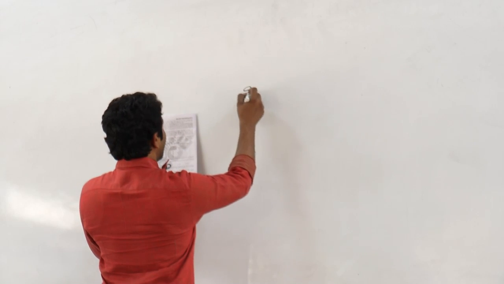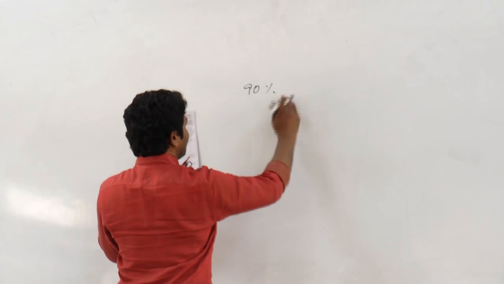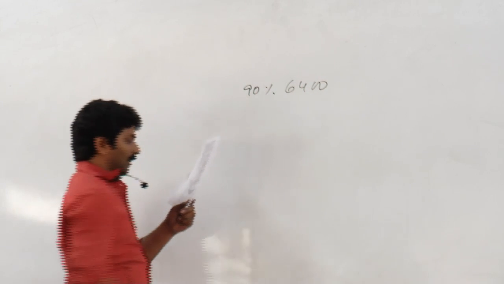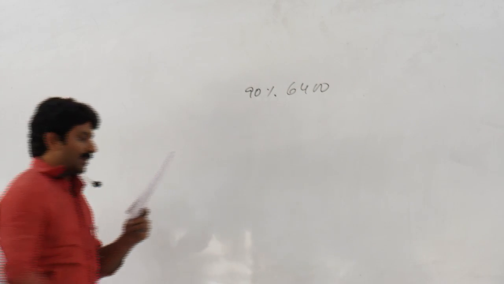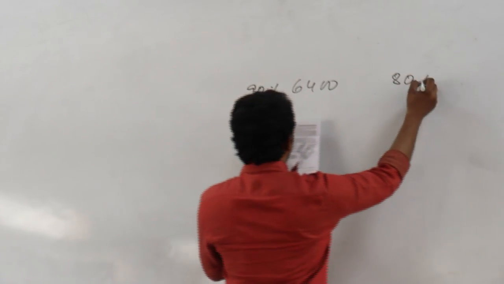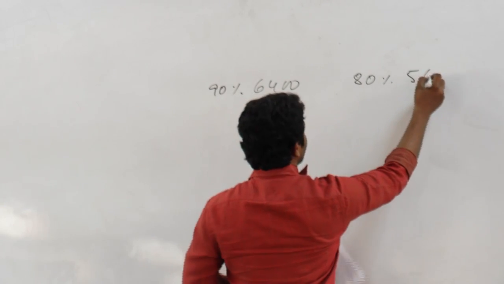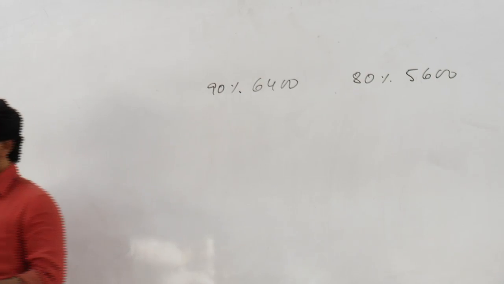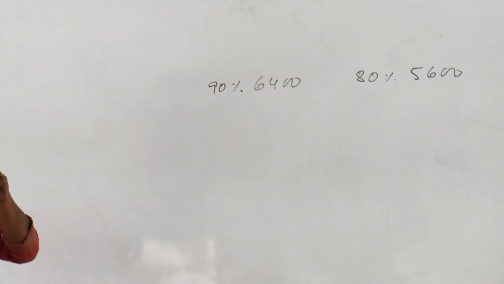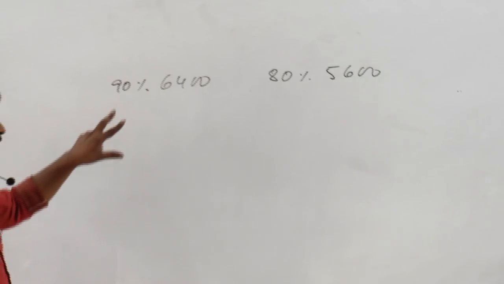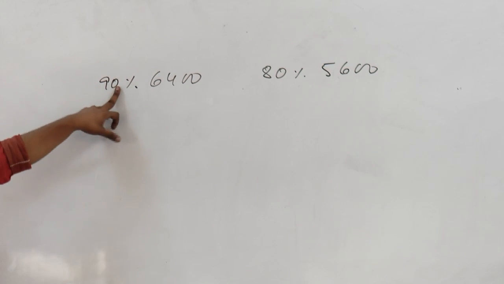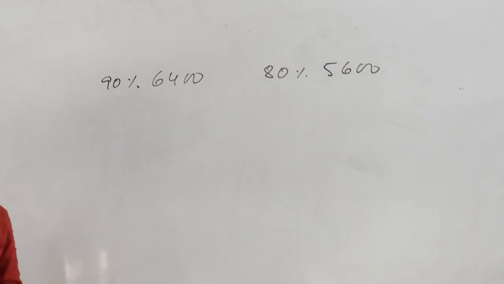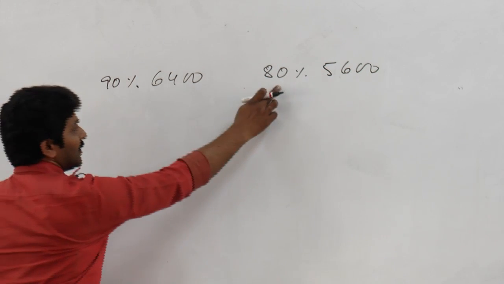B is 90% of 6400. Number of books distributed by company B. And company E. Company E distributed 80% of 5600. You are just asked about the number of books distributed, not for each distributor. If it were number of books distributed to each distributor, then you would have to divide by 10 here, and for E divided by 7. But it is not about each distributor, just the number of books distributed. This is for B and this is for E.